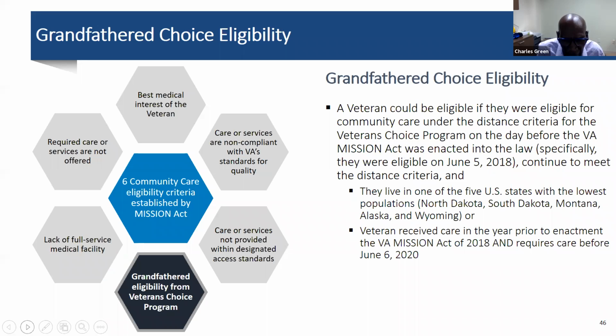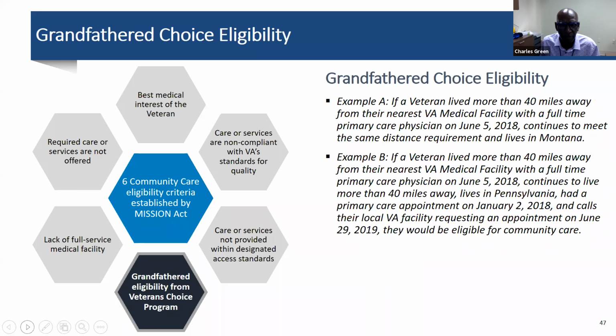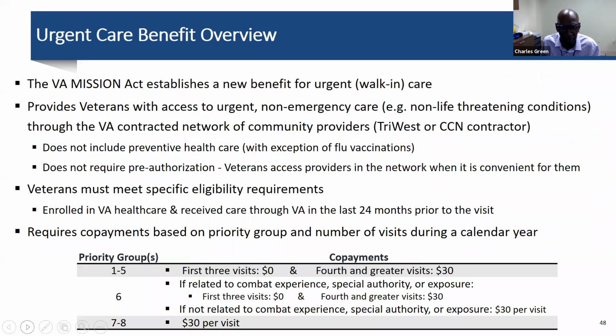This next slide is sort of outdated, but anyone who was using Choice when the Mission Act was rolled out had up to a year, which would have been June of 2020, to be grandfathered in using the Mission Act. But now, if you had Choice before, you would have to go see your provider again to get a new referral, because June 2020 has expired. So you would have to get a new referral on the Mission Act to go out in the community. Next slide. And next slide, same thing we just talked about.